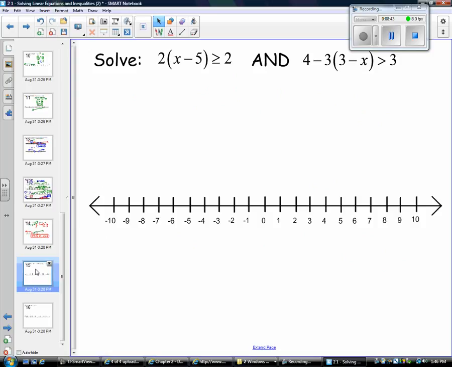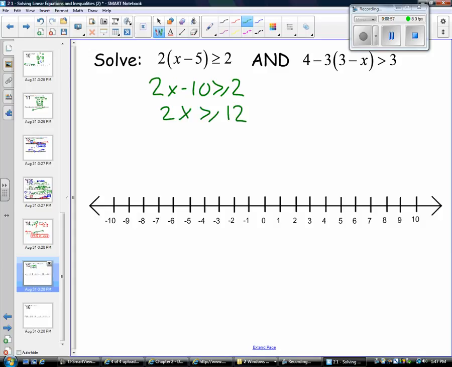Now this question is an and. So I'm going to simplify both. So 2x minus 10 is greater than or equal to 2. I'm going to collect like terms, so I get 2x is greater than or equal to 12 by adding 10 to each side. I divide by 2, so x is greater than or equal to 6. I'm going to put that on my number line. Because it's equal to, I shade it in.